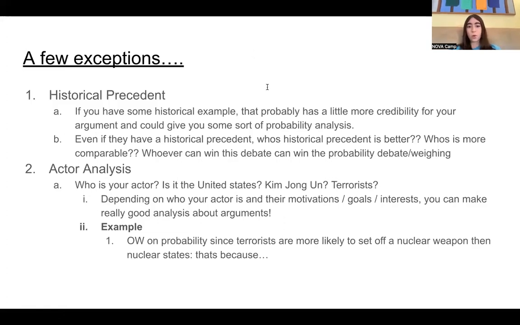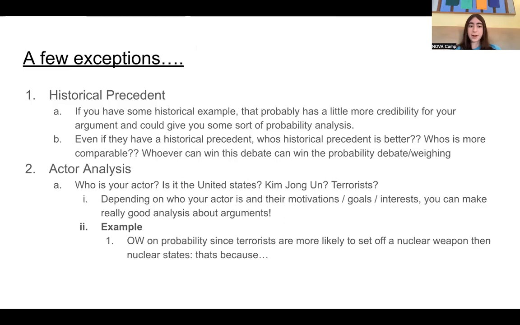I got a question: why isn't solvency legit probability weighing? I think what the person asking this question means is doing weighing as in there are multiple other countries doing this exact same thing. For example, if you read weighing that's like they don't win, or we outweigh on solvency because our argument is the only thing contributing to this problem, while they have many different things contributing to this problem.